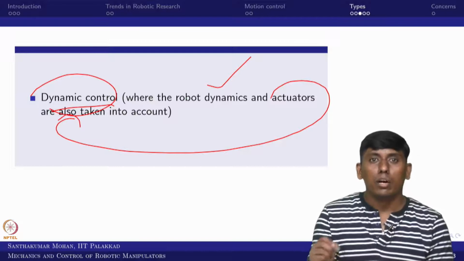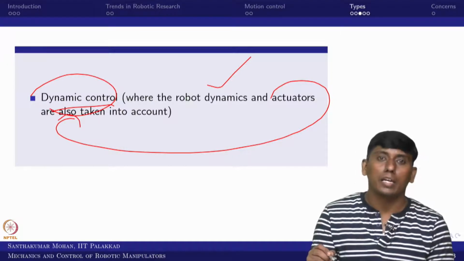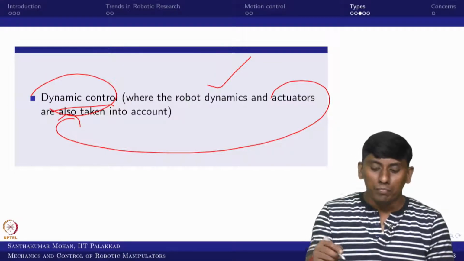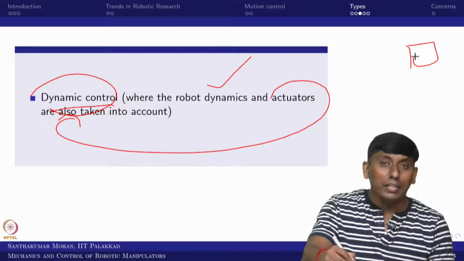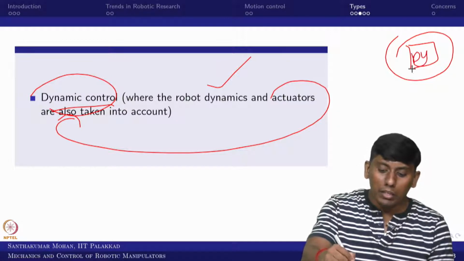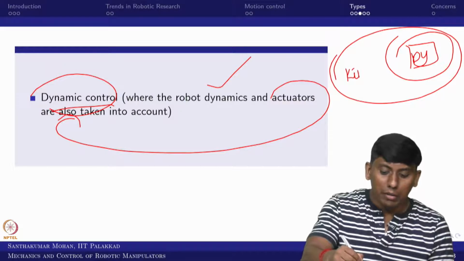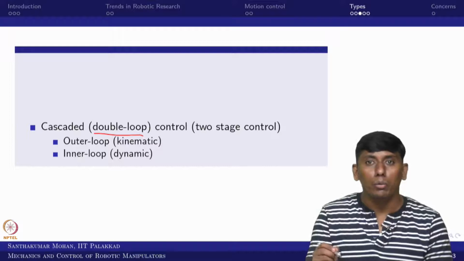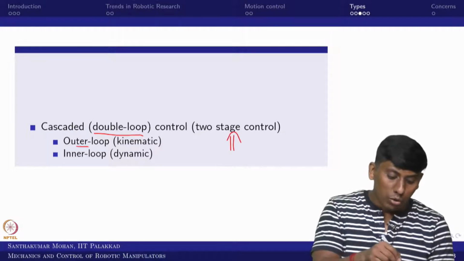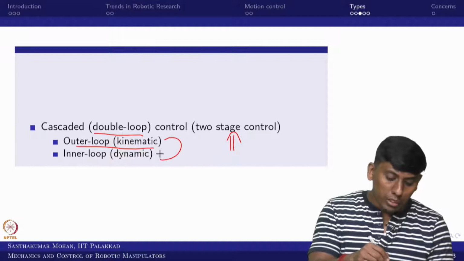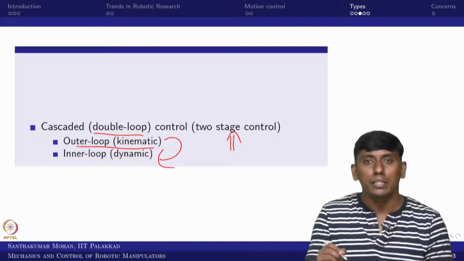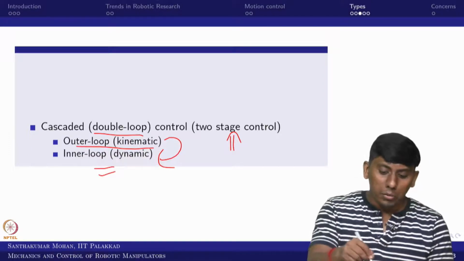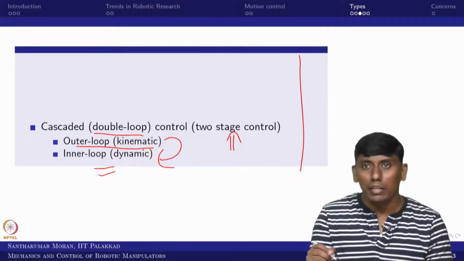Most commonly people try to combine this kinematic and dynamic, which we call cascaded or dual loop, where the inner loop would be dynamic level and the outer loop would be kinematic level. That is what we call cascaded or dual loop or double loop, which is a two stage design. The outer loop would be kinematic, and based on that the inner loop desired characteristics will be designed or defined. We will see all this detail in an upcoming lecture.